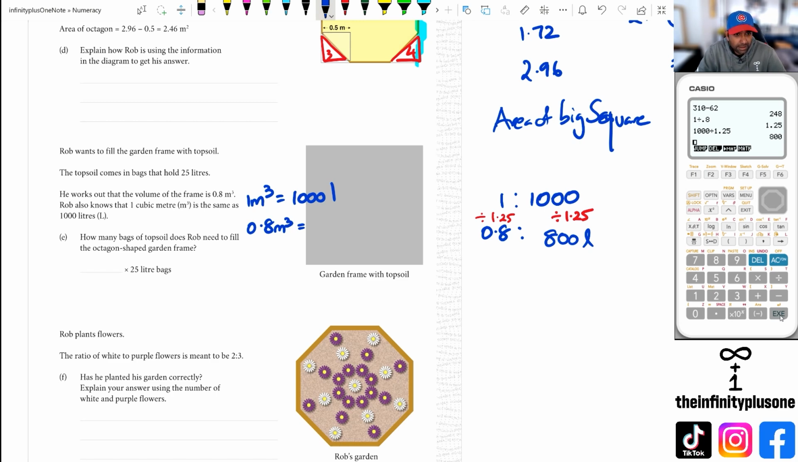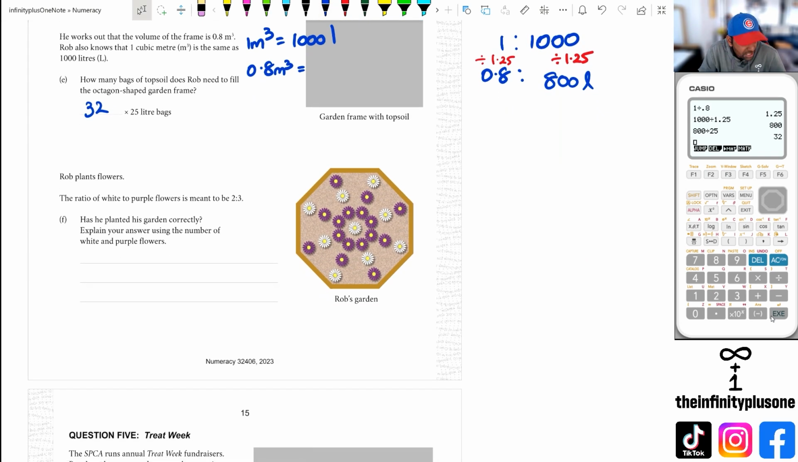With that in mind, I know that each bag is 25 liters, so I need to figure out how many bags of topsoil I need. I've got to go 800 liters divided by 25 liter bags, which is going to give me 32. So that's basically saying I need 32 bags to fill up that 800 liters of topsoil.